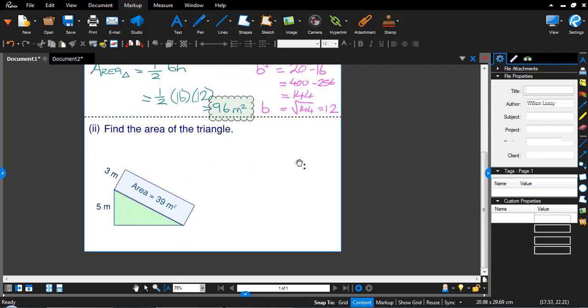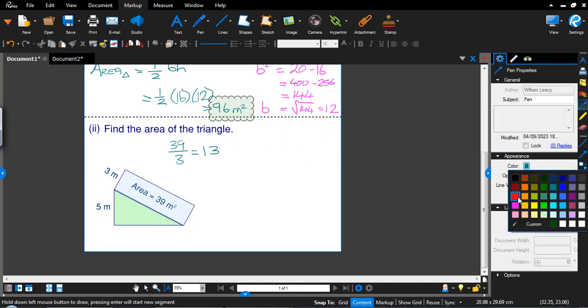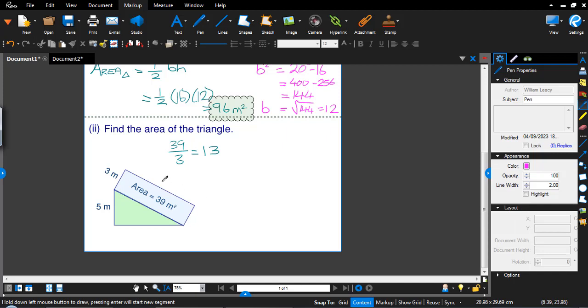So this was a similar one that I did with the girls. Very similar concept. Find the area of the triangle, we have the height. We have this information here. So if that's 3, the length must be 39 over 3, right? Because it's 3 times something equals 39. So that equals 13. So we know that the length is 13 meters. Well, if that's 13, then this is also 13, isn't it?